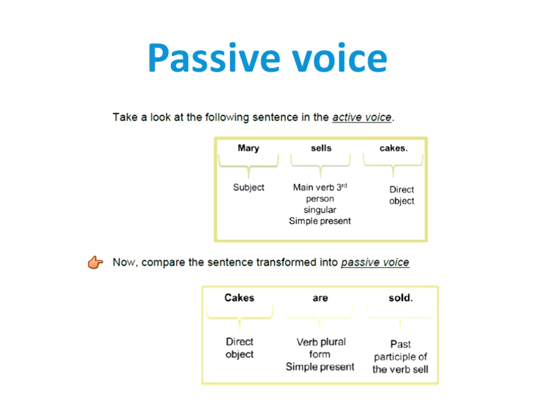But now, let's compare the sentence transformed into passive voice. Cakes are sold. Let's see that now the direct object is in the first place. Second, there is the verb in plural form, the simple present, and sold, the past participle of the verb sell.